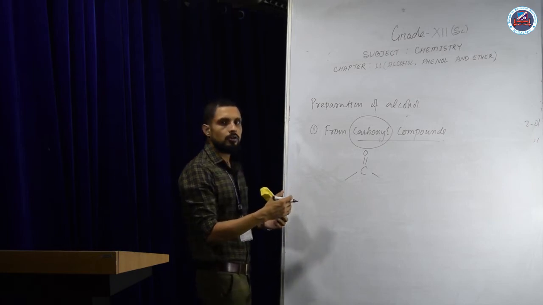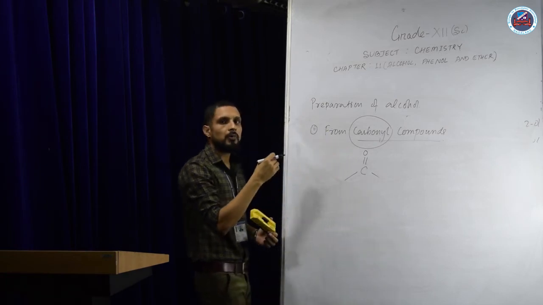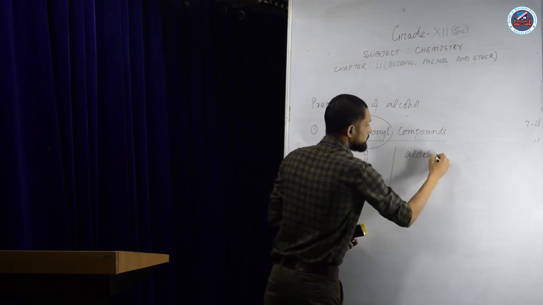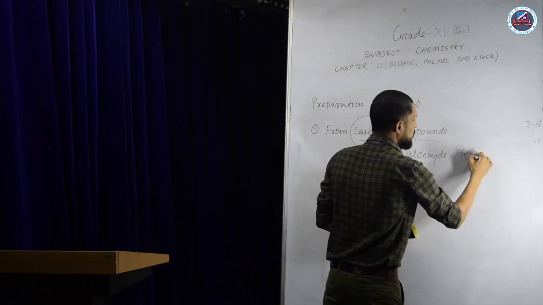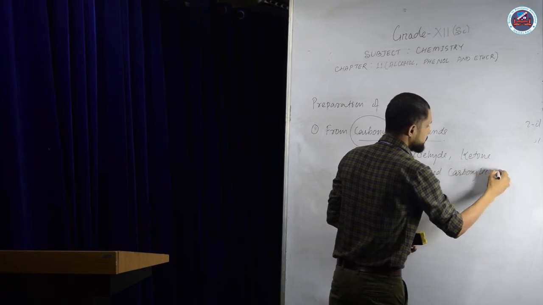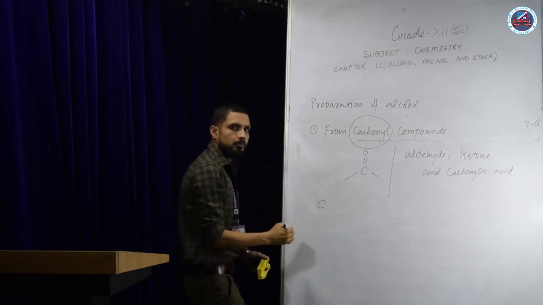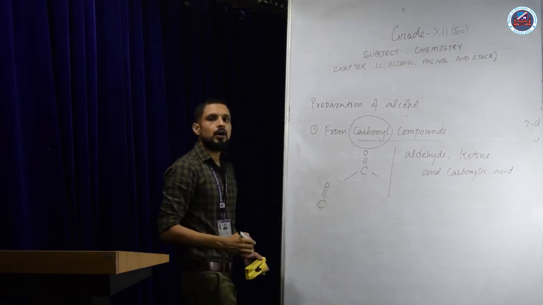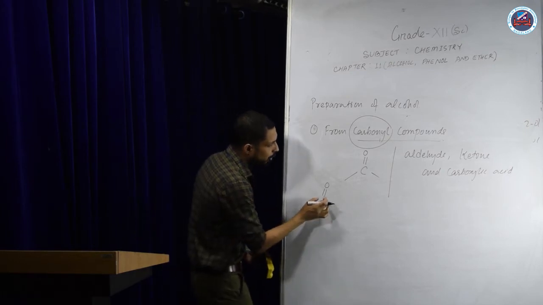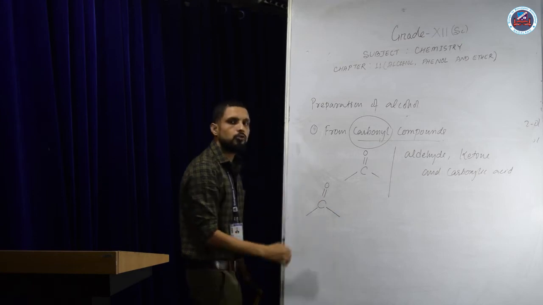Now, in this reaction, that is preparation of alcohol from carbonyl compound, we are going to use aldehyde, ketone, and carboxylic acid. So aldehyde, you have this carbonyl group, C double bond O. Now we know carbon can form 4 bonds. Now here carbon has already formed 2 bonds. So carbon can form 2 more.